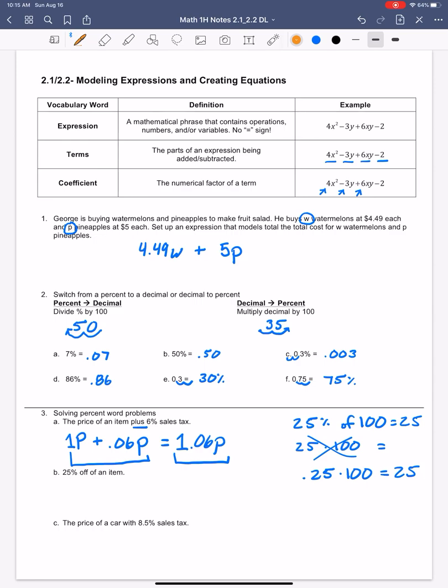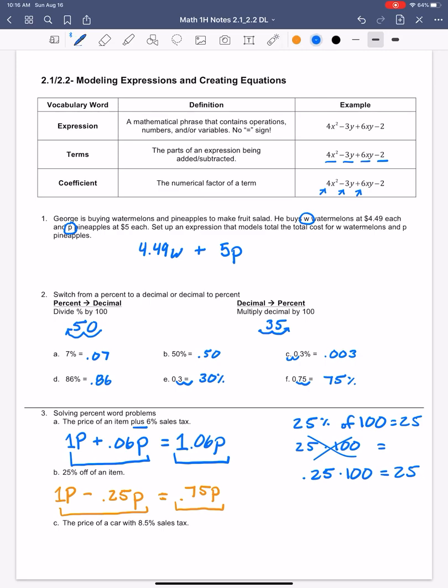The next one says 25% off of an item. So now we have this item again. I'm going to call it P, and now we're going to do 25% off of that item. So I have 0.25P, except we're subtracting here because it's 25% off. So I'm going to take that away from the original price. This is one way to write it, that's one expression. And then again, if I rewrite this as just one term when I combine like terms, 1P minus 0.25P would give me 0.75P. So two separate ways to write that. And then we'll go down to the last one here.